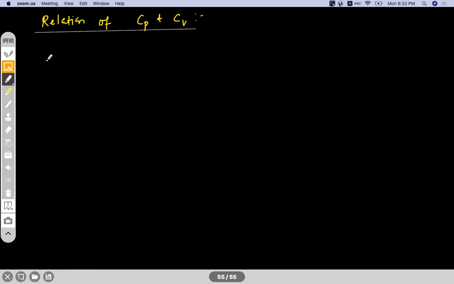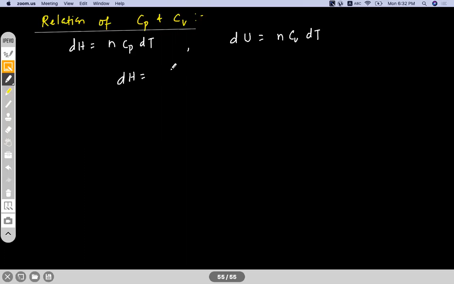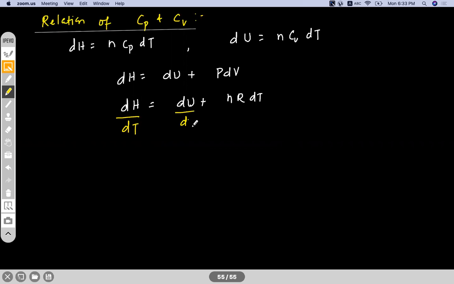Okay. You see, for ideal gas, what we have done, DH is equals to nCP dT and DU is equals to nCV dT for ideal gas, correct? So if I write down the expression, DH is equals to DU plus PdV. Further, DH is equals to DU plus nRdT. PdV is equals to nRdT for a given number of moles. If you divide this by dT, DH by dT, DU by dT, nR by dT.